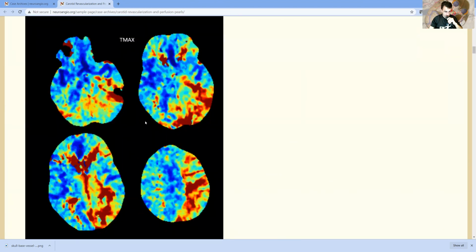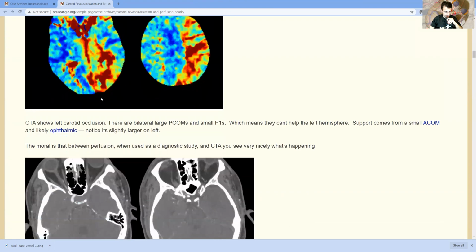Again, Tmax, this is how you really use perfusion. It's not about penumbra, core, whatever. It's about looking at the Tmax to see where the abnormalities are. Where is the occlusion? What's being affected, however affected it is. Super useful that way. It's not about occlusion, exclusion, it's about diagnostic understanding.